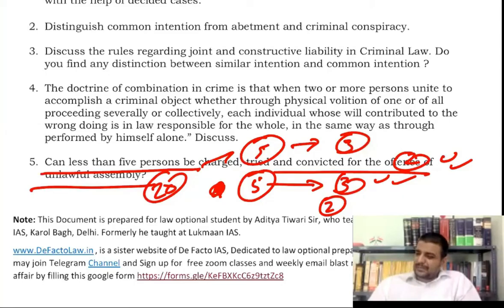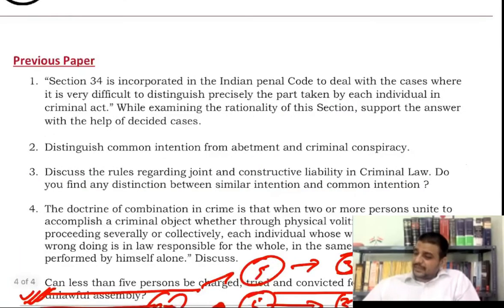This question has been repeated multiple times. So understand that very nicely.